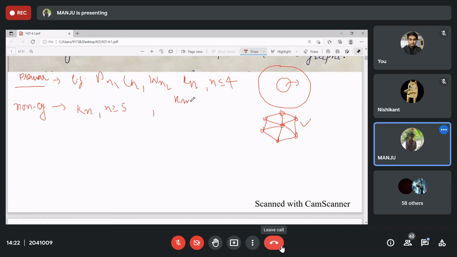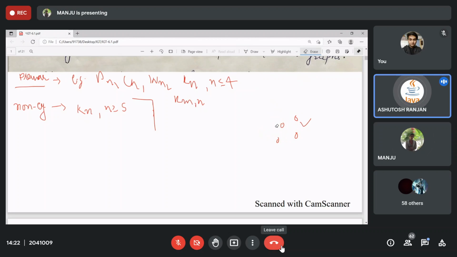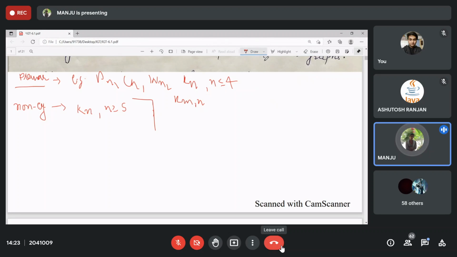Kmn. Planar if m and n greater than or equal to 3. M and n greater than or equal to 2. Ma'am, for non-planar ones, greater than or equal to 2 or greater than 2? Ma'am, greater than or equal to 3. Greater than or equal to 3, yes.